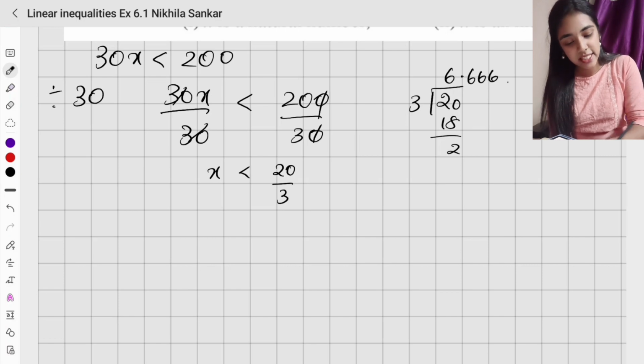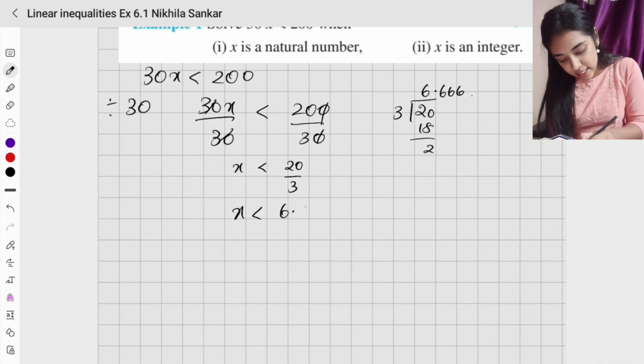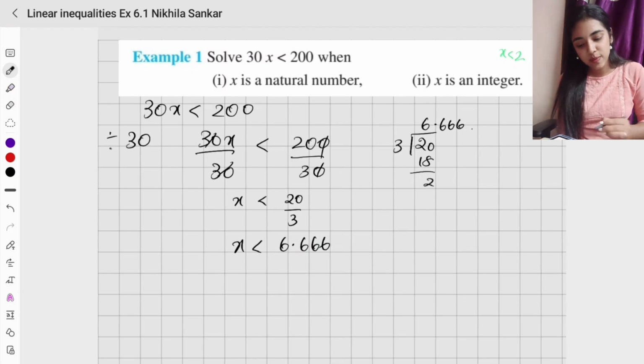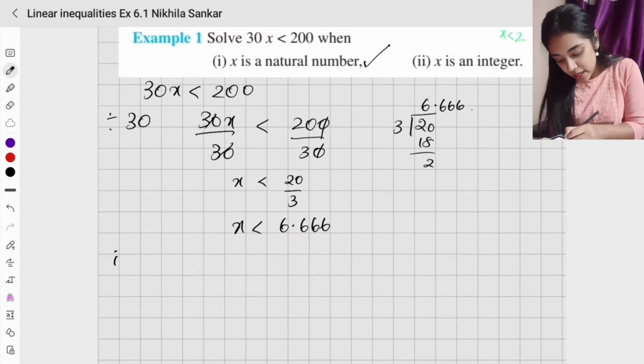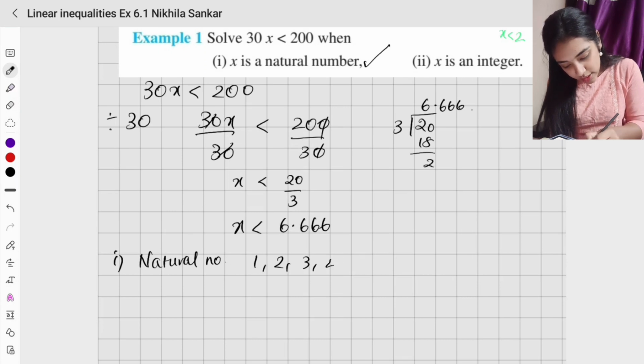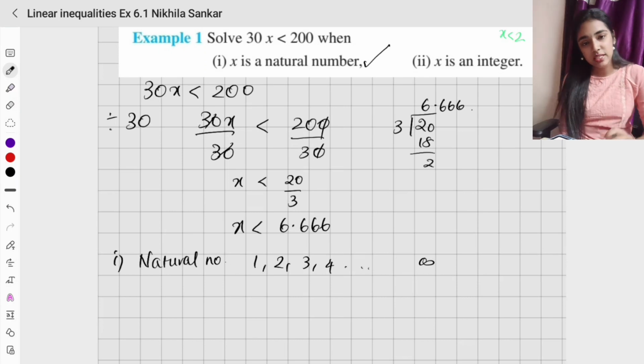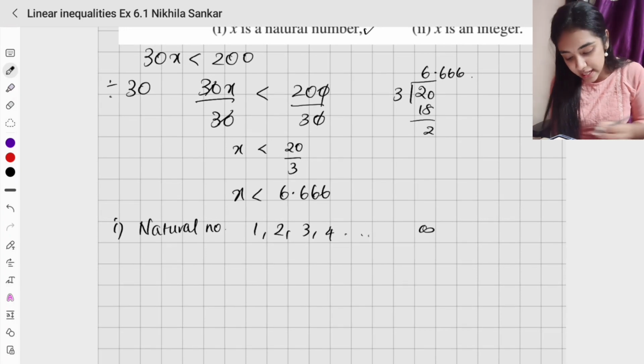So 6.666, this is a recurring decimal. So x is less than 6.666. But they're asking to solve for x when x is a natural number. Natural numbers are numbers starting from 1 to infinity: 1, 2, 3, 4 and so on until infinity, only positive numbers. These are natural numbers. If x is less than 6.666, what all values?